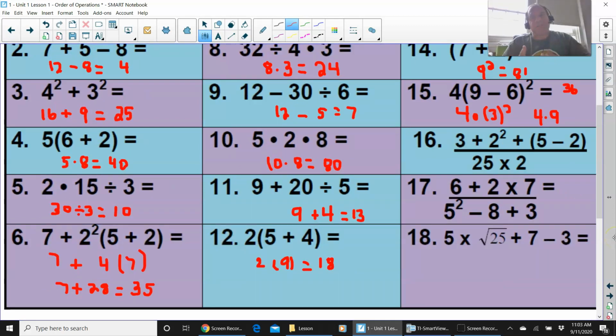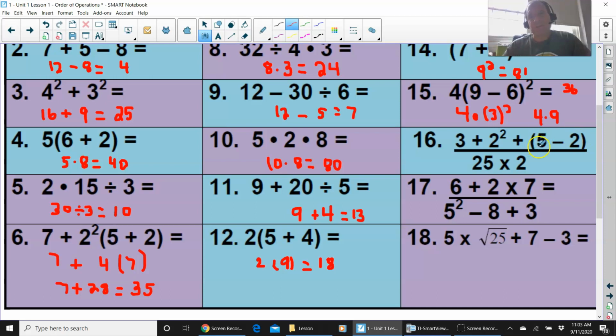So for number 16, we could use the calculator, right? But let's see if we can do this by hand. Pretty easy, okay? It's not that bad. It looks worse than it is. But numerator is the top part of the fraction, denominator is the bottom.